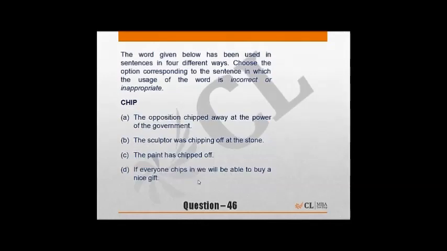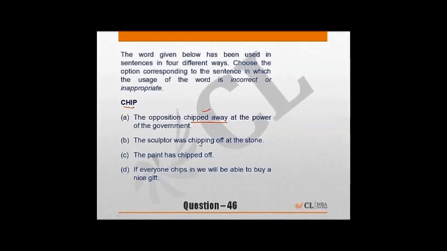Let's move to the next. Similar type of questions, the kind of question which you answer only if you are 100% sure. When in doubt, leave these kinds of questions because you are more likely to get them wrong. So let's look at these statements. Chip. The opposition chipped away. You chip away at the power of the government. That's perfectly fine.